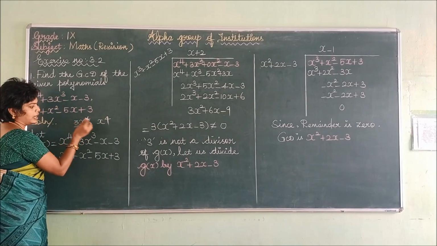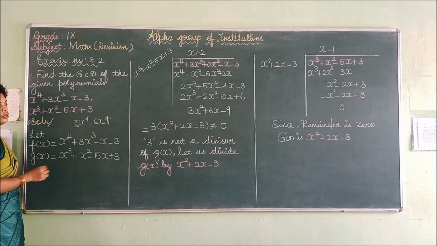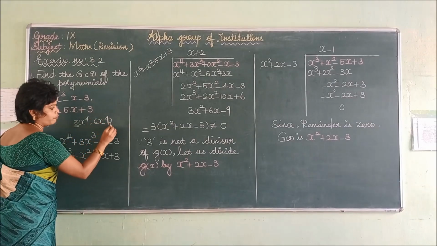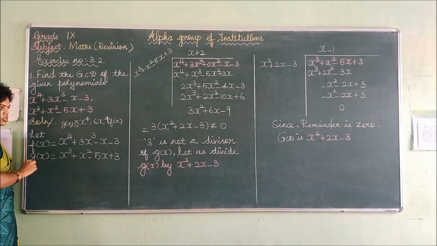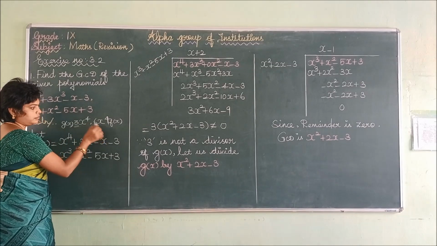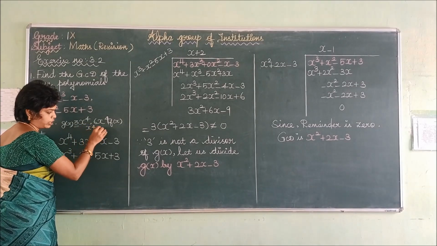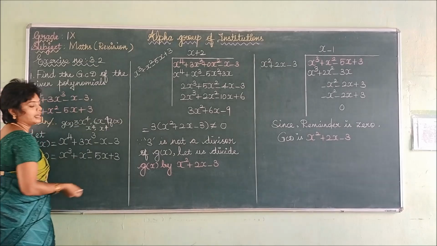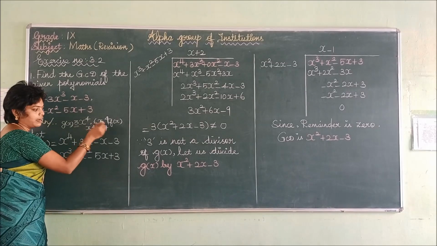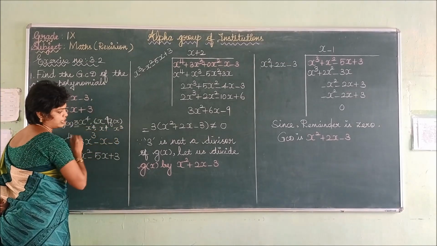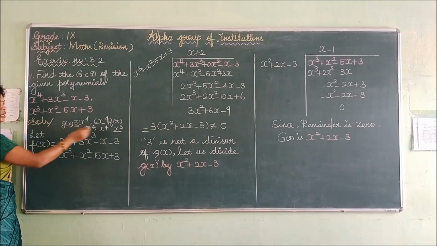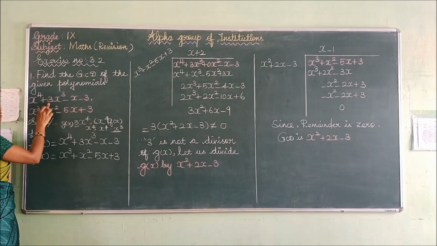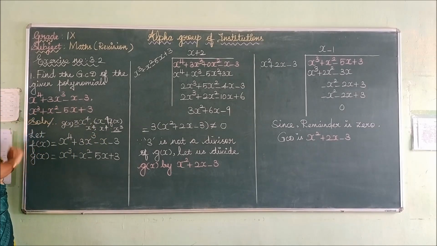If it is 3 and another one is 6, you can take this one as f of x and this one as g of x. Suppose both are the same, x power 4 and x power 4 as it is, then you can check the next power. What is the next power? After 4, the next power is 3. So you can check the x power 3 with the coefficient. The coefficient of x power 3 here is 3 and here it is 1. So likewise you have to verify in the question itself.